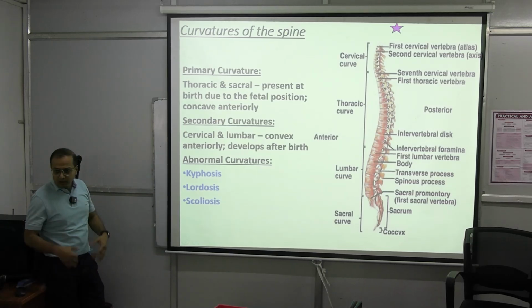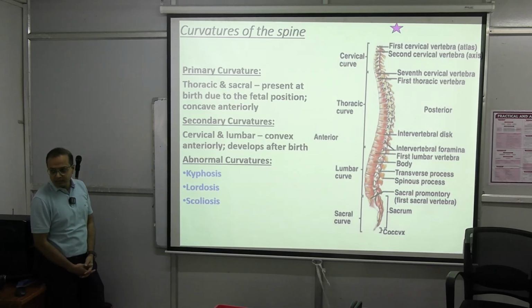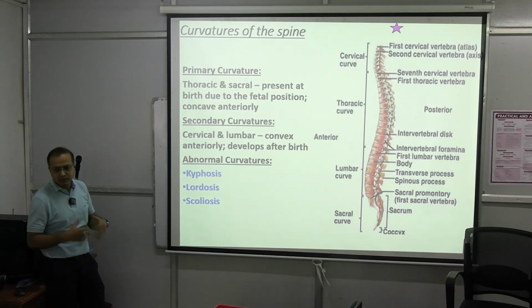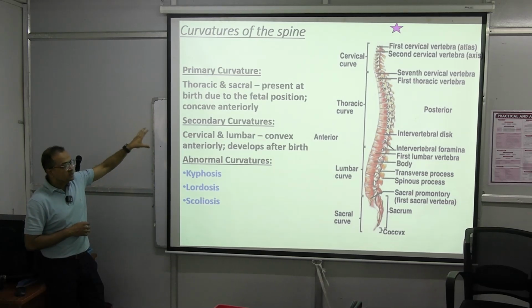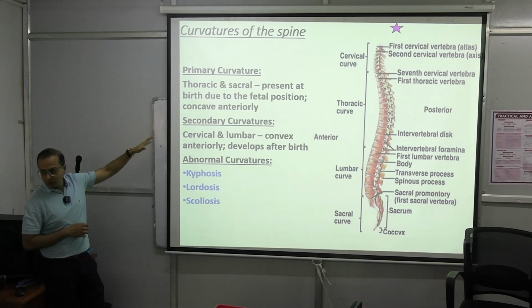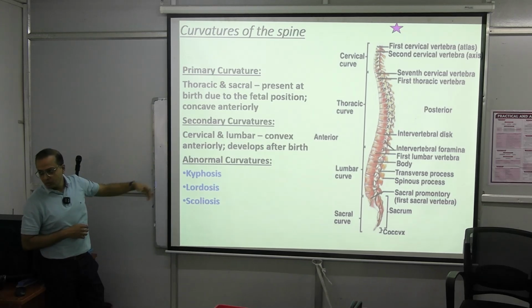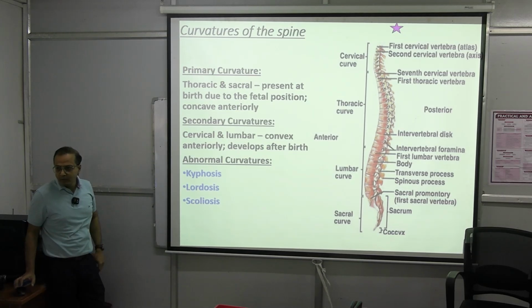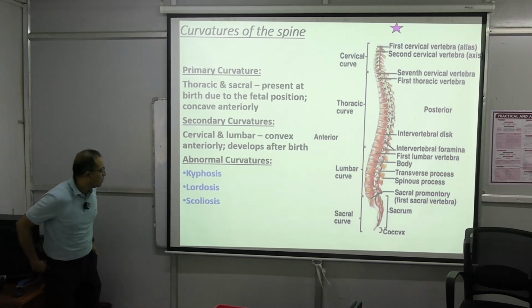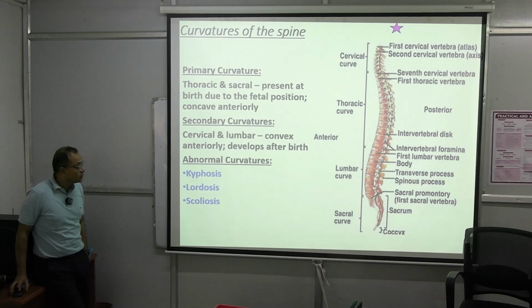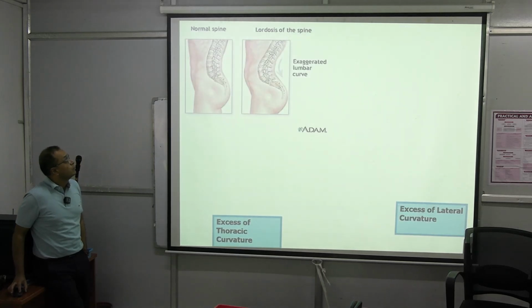Apart from that, we may develop some kind of pathological curvature, which is not good for us. Anything beyond the primary and secondary curvatures we can call a pathological curvature. These may be of different types. Two of them are of interest for us: kyphosis and scoliosis. In kyphosis, we have the normal spine curvature like this.